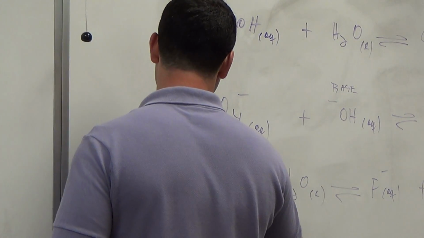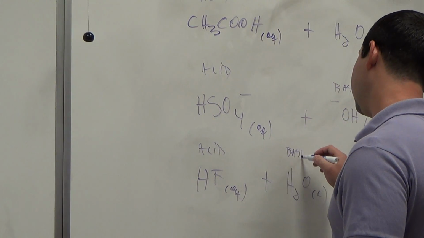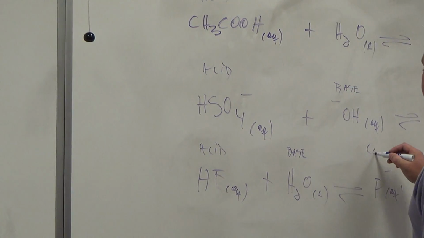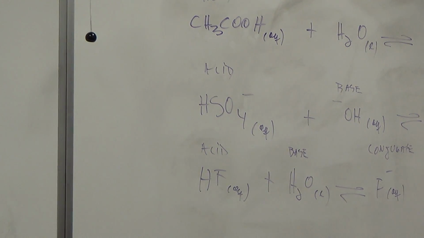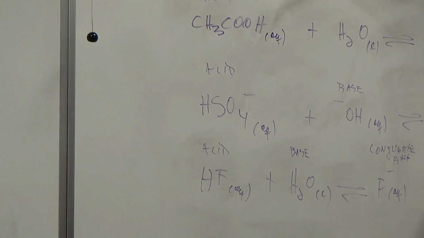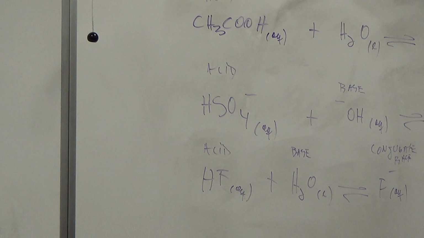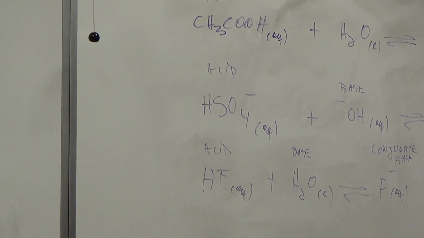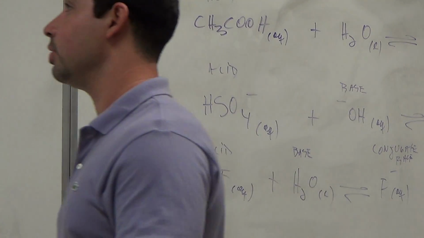So here's the acid, because you know this is the acid. This one will be the base. And this will be the conjugate acid. F minus, the conjugate base. And this is the conjugate acid. How's that, guys? I don't know about you, but I'm tired of doing this.